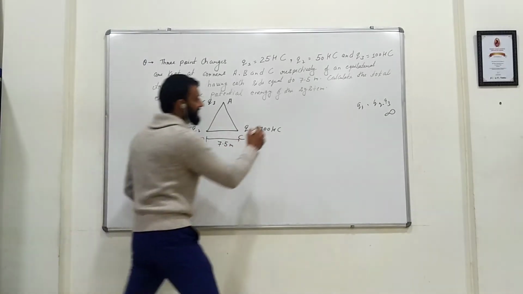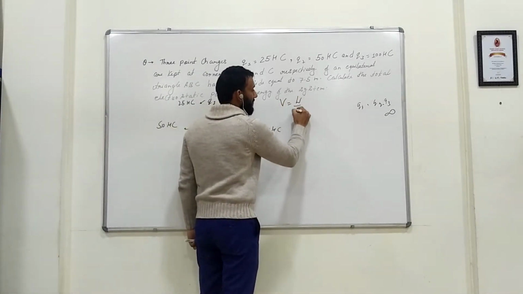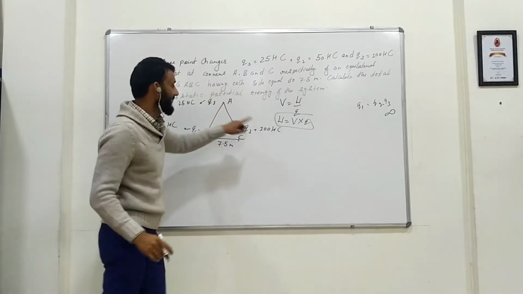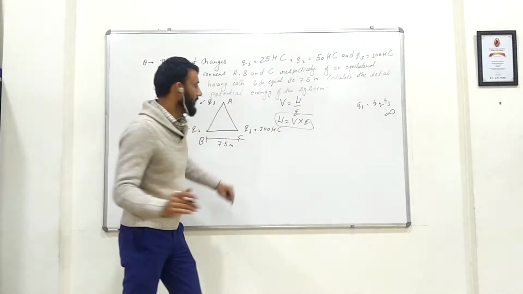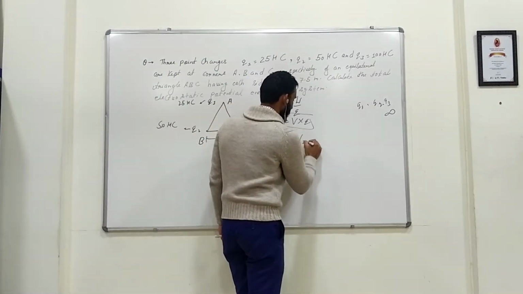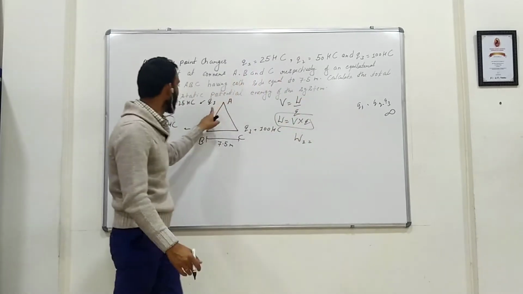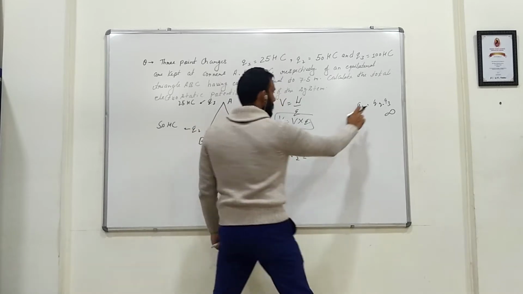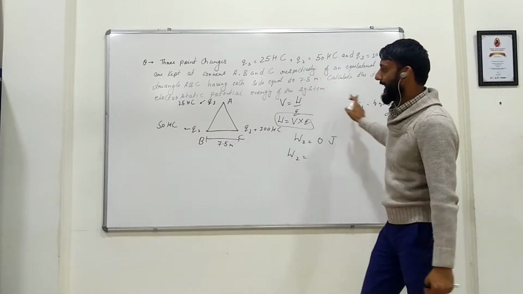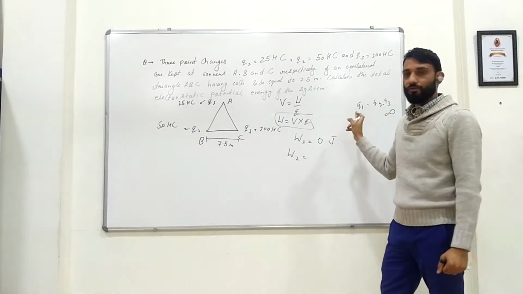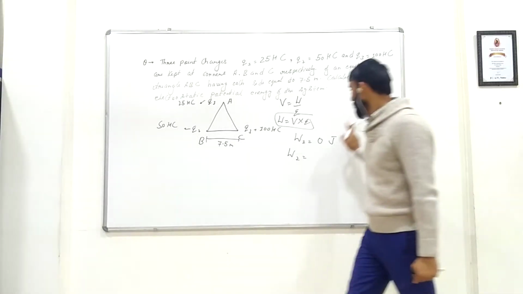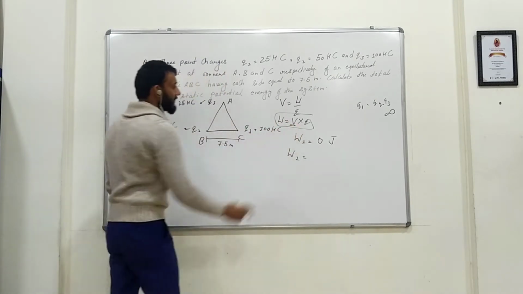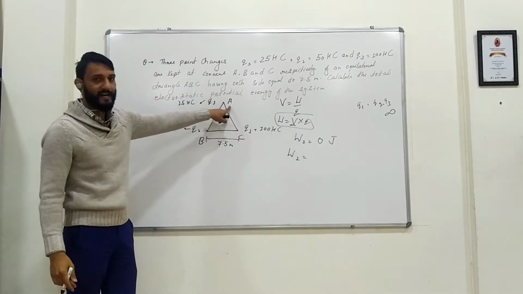Since there is no potential there, I know that V is equal to W upon Q, so obviously W is equal to V into Q. Since for this first charge there is no potential, there will be no work. So the value of W1 in carrying charge Q1 from infinity to point A would be 0 joule. Now W2, bringing this Q2 at B from infinity. How much work would be done? According to this, work would be V into Q. Whose potential? Potential of the charge at A.